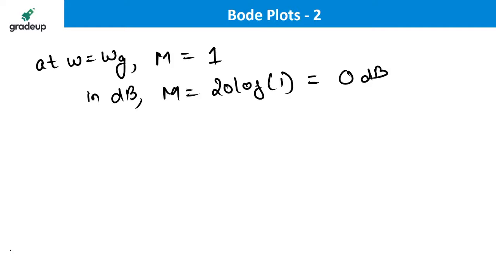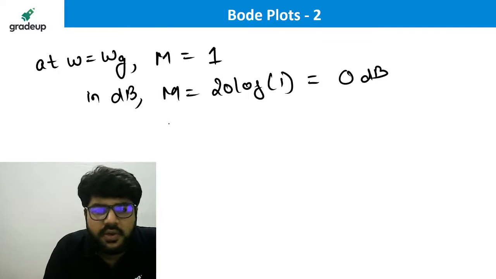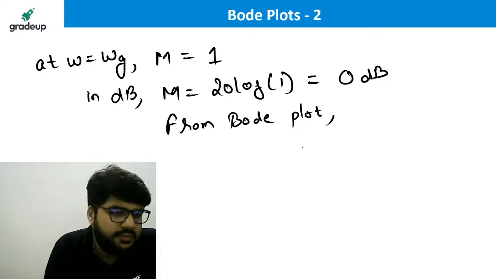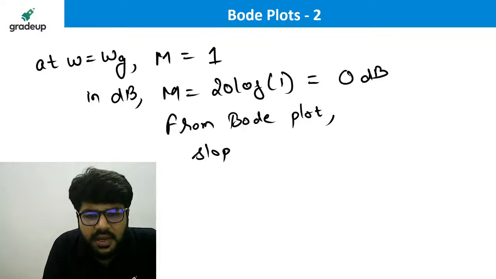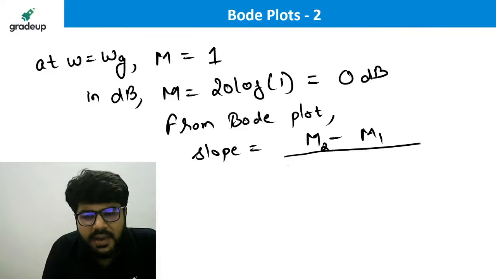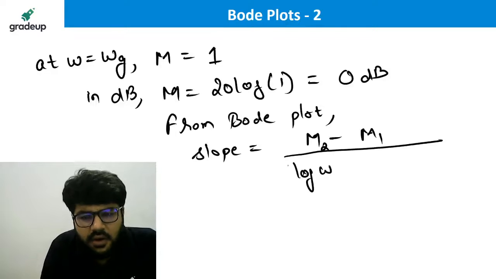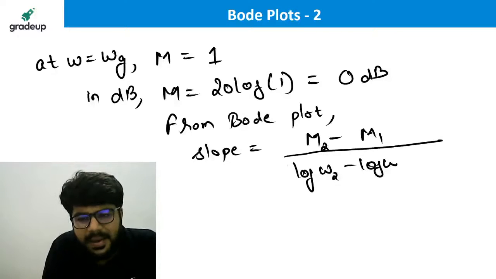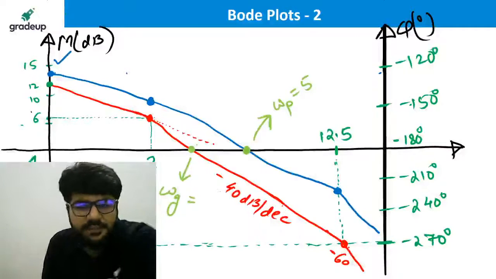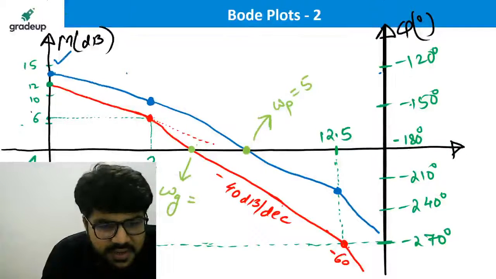Can we calculate this frequency by the Bode plot? Okay, so calculating from the Bode plot, again by the formula, slope equals m2 minus m1 divided by log omega 2 minus log omega 1. What is the slope of this line? The slope of the above line I have erased, I will write it first.